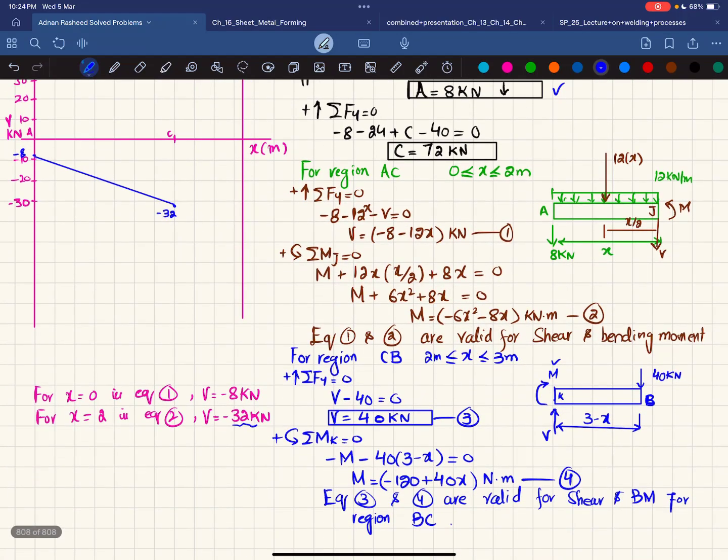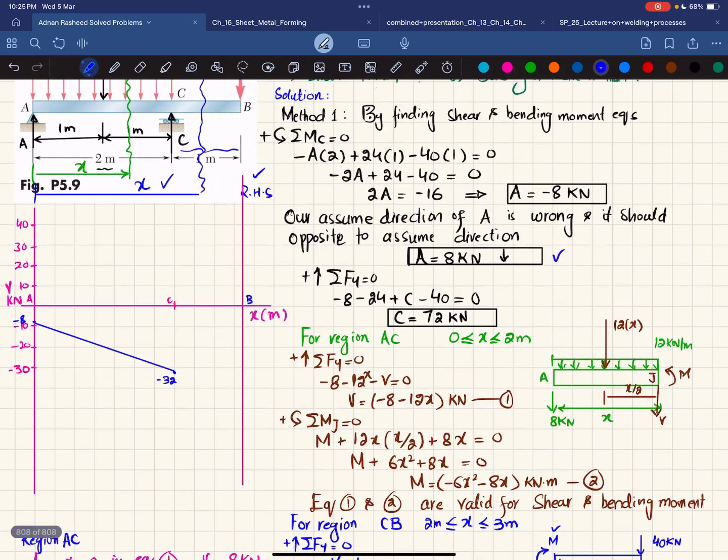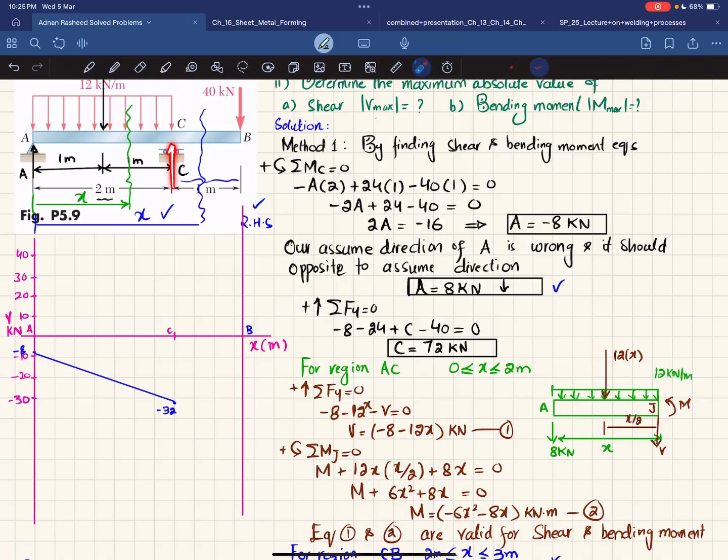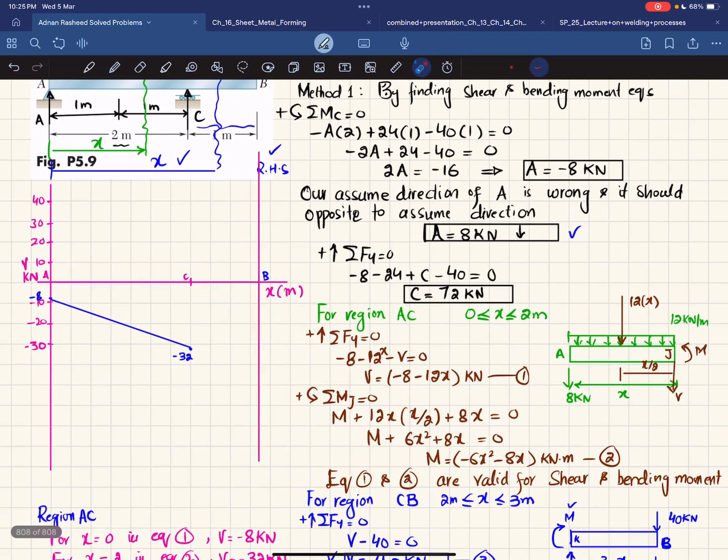Okay, now this is for region CB. This was for region AC. Now for region CB, you can see that V is already calculated, which is just 40 kilonewton, a constant number without x. So V is 40 kilonewton, at x greater than or equal to 2 and less than 3. Here also you can see that the load at C is acting downward, so the value at C is 72. So minus 32 plus 72 will give you plus 40. And also you can see you are getting plus 40.